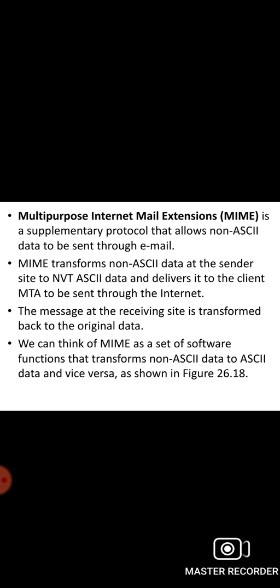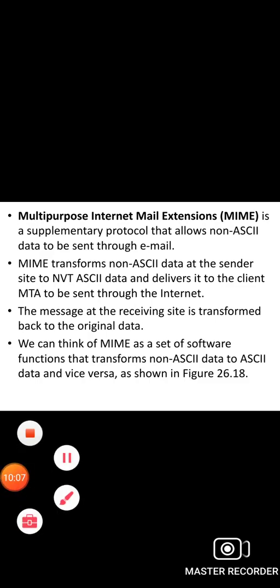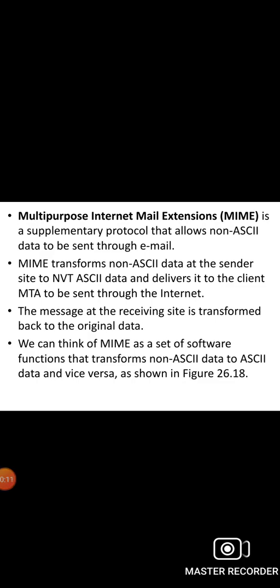Therefore, MIME is used. MIME is a supplementary protocol that allows non-ASCII data to be sent through email. That is Multipurpose Internet Mail Extensions. MIME transforms the non-ASCII data at the sender side to NVT ASCII data and delivers it to the client MTA to be sent through the internet. The message at the receiving side is transformed back to the original data.